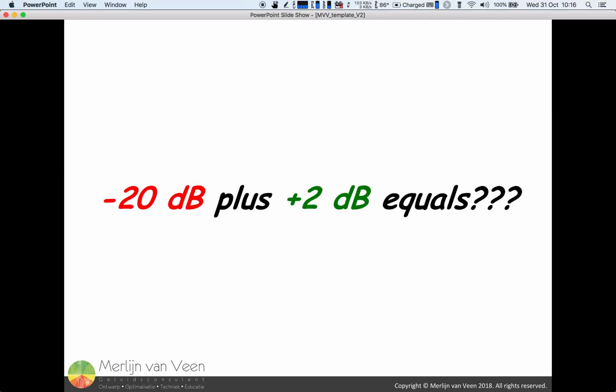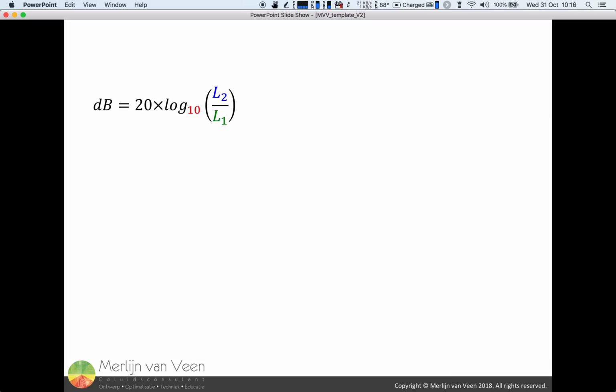So let's look at the formal equation first. There we go. There you have it. The decibel equals 20 times log base 10 of a fraction. And there you see your ratio, your fraction or your percentage. It's the part between parentheses. Level 2 with respect to level 1.